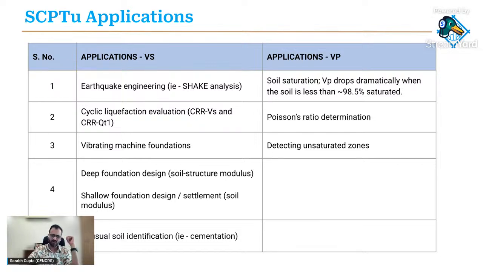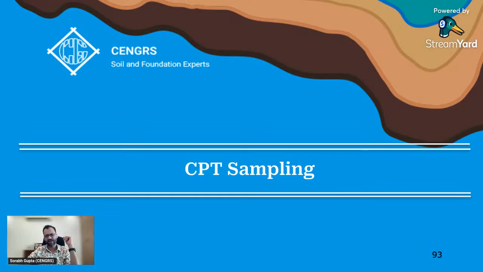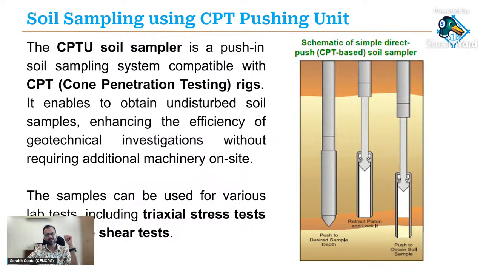Compression wave velocities are also fairly useful. One application of the measurement of compression wave velocity is simply knowing the soil saturation or the depth of groundwater. You get your Poisson's ratio determination, and you can also use the compression wave profile for detecting unsaturated zones. All in all, I think the Vp applications are not as common as the applications for shear wave velocity in most geotechnical applications.